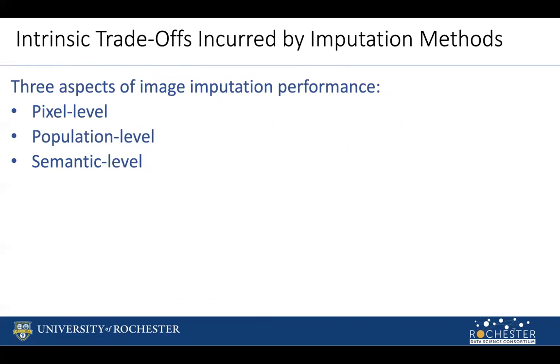When measuring the performance of imputation algorithms, there are three aspects of the quality of the resulting imputations to consider. The first one is how accurate the imputations are at the pixel level. The second one is how similar the population statistics of the imputed data are to those of the fully observed validation data or test data. And lastly, how well is the semantic content of the original image or data preserved in the imputed piece of data.